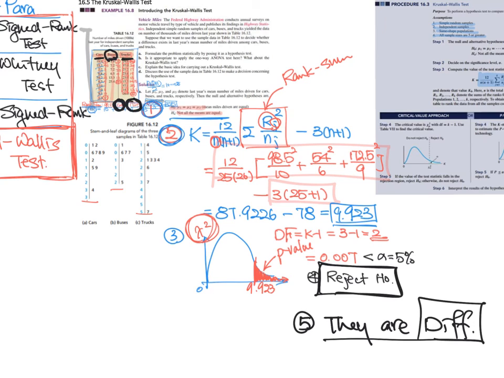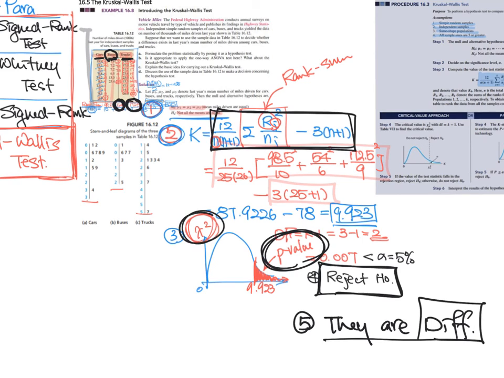So please look at the test statistic, and please understand how we can get the p-value from the chi-square distribution.